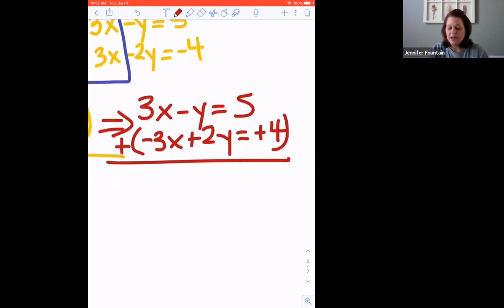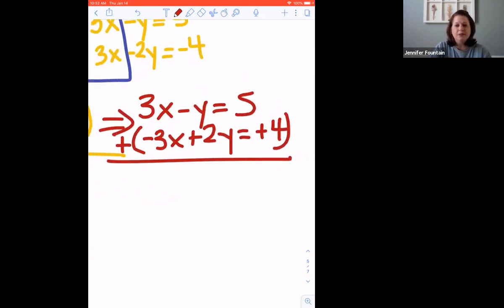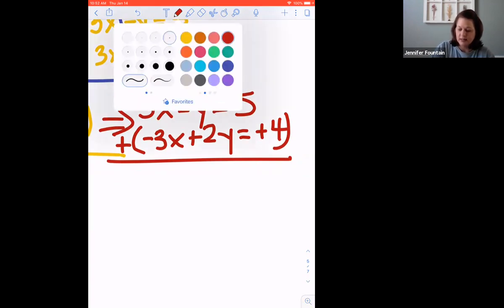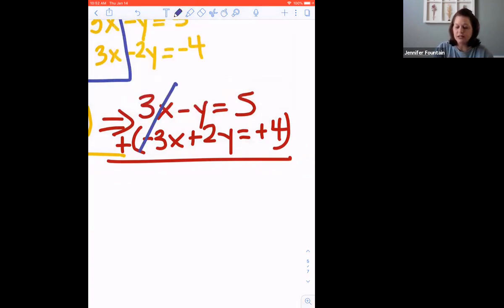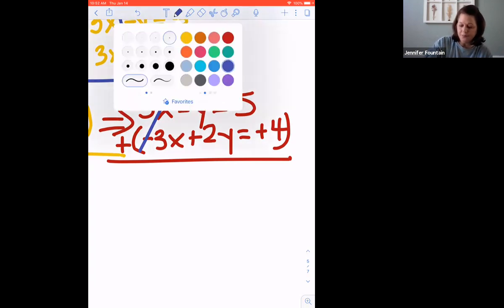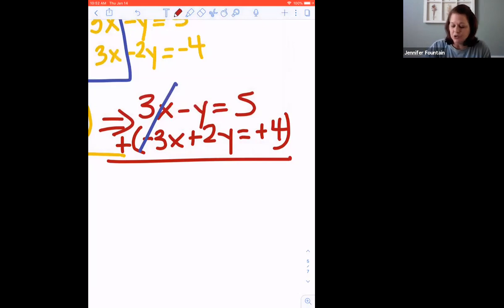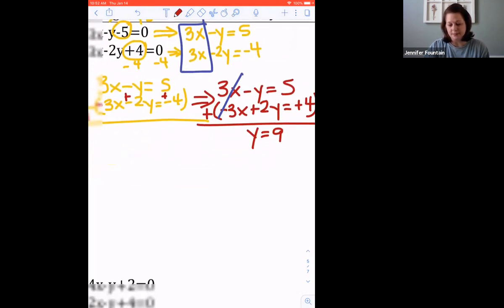So now I've got 3x plus a -3x. Again, I've been able to see where these two are going to cancel each other out. 3x plus a negative 3x equals 0. So that just goes away for now. And I've got negative y plus a positive 2y. So negative y plus a positive 2y is a positive y equals 5 plus a positive 4 is 9. So I've been able to solve and say y equals 9.